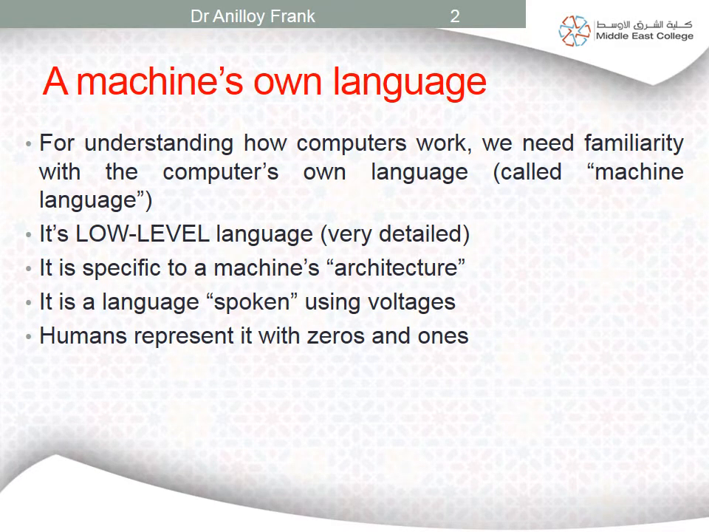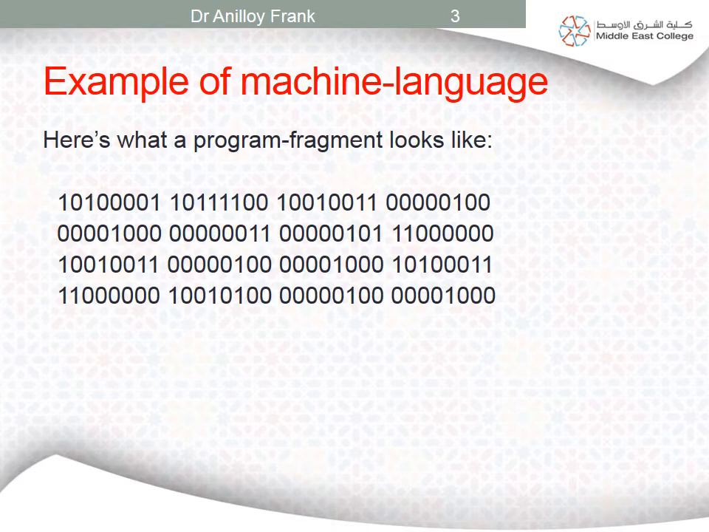The machine language. Computers work using high and low voltages, which is called machine language. It is a low-level language. It is specific to the machine's architecture. Humans represent it with zeros and ones. This is an example of low-level machine language, which comprises ones and zeros.